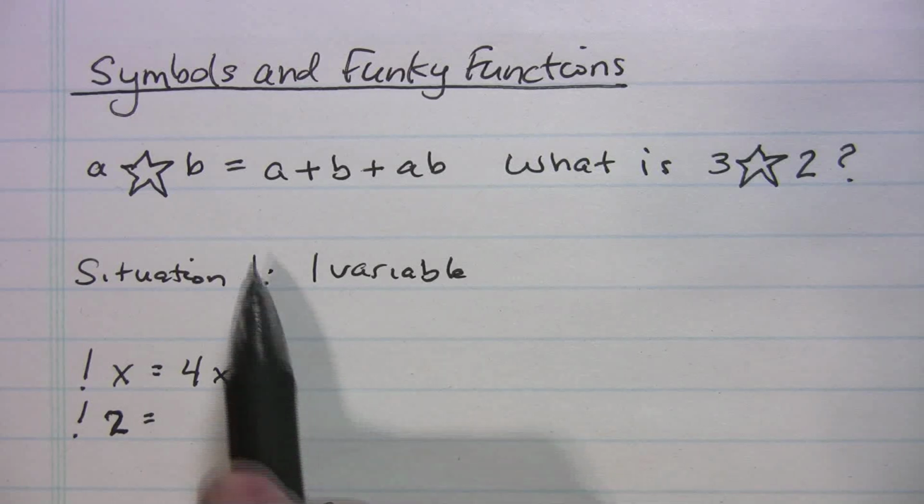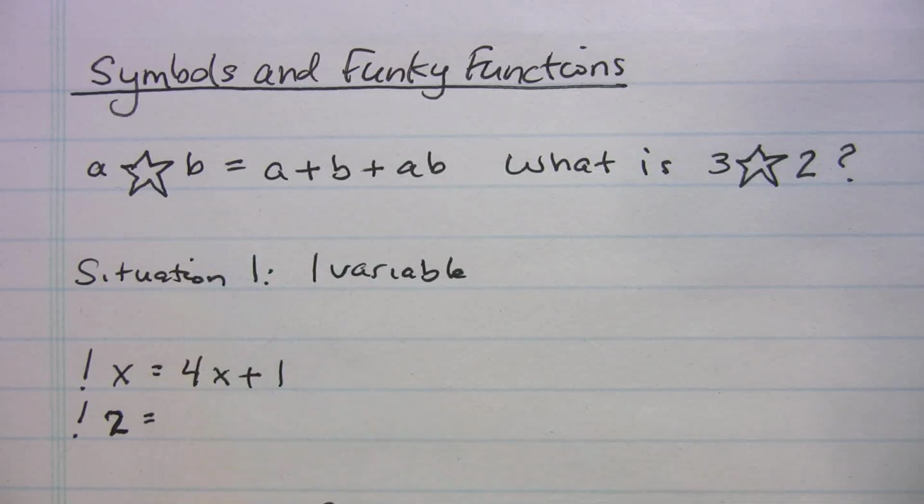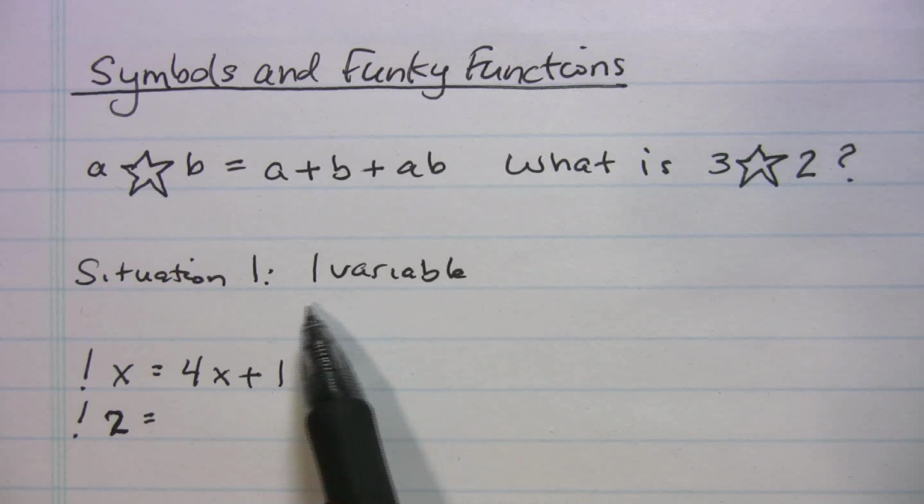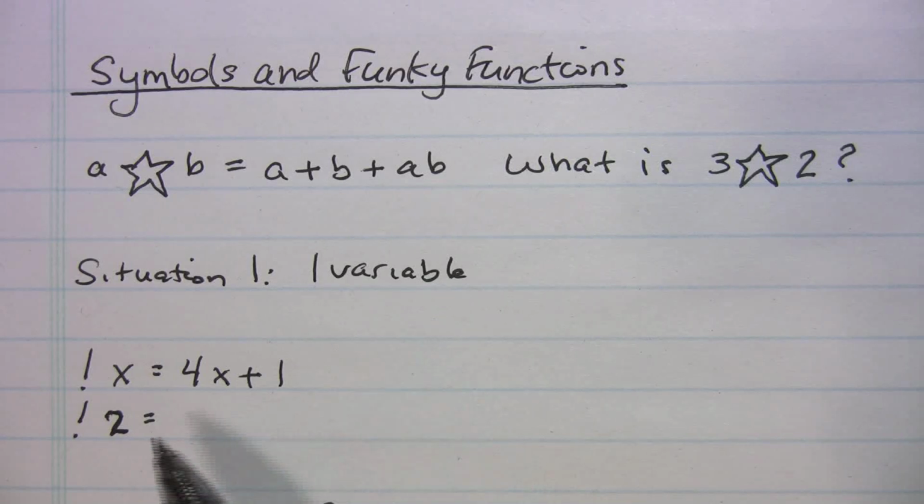Before you can even get something like this right, you've got to know that these problems are basically plug and chug problems. What does that mean? Well, you're just plugging in a number and figuring out what that's equal to. You're evaluating. So let's take a look at situation 1, when you've got one variable. We've got this expression, exclamation point x, and they're telling you that that's equal to 4x plus 1. And they want you to evaluate what is exclamation point 2.